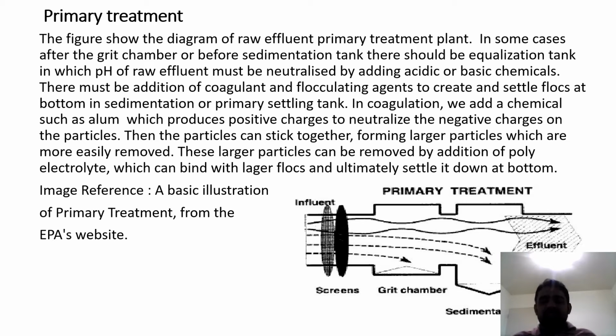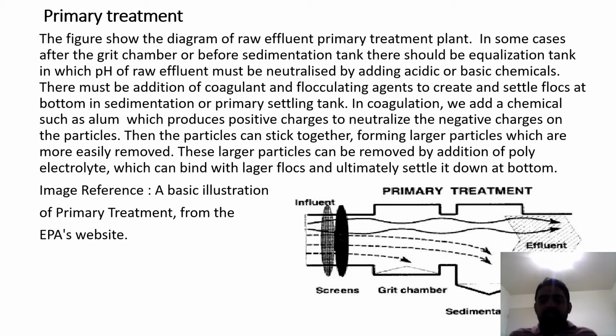Some industrial effluent is highly contaminated, so it cannot be directly treated by the secondary treatment. For this, there must be some chemical treatment in which a coagulating agent as well as a flocculating agent are added. Now, what is this coagulation process? In coagulation, coagulants such as alum, which has a positive charge on its surface, are added. It can attract the negatively charged particles in the wastewater, forming flocks.